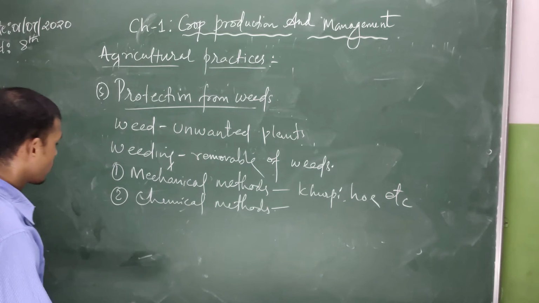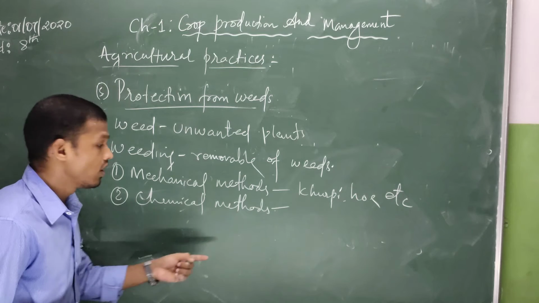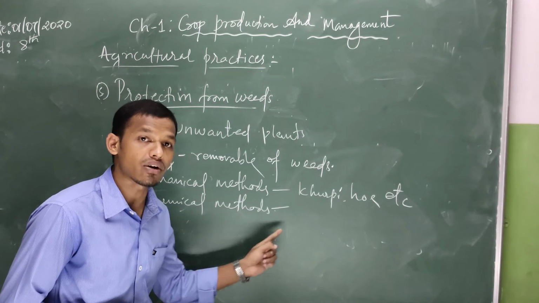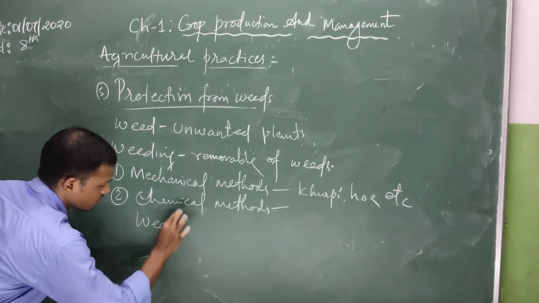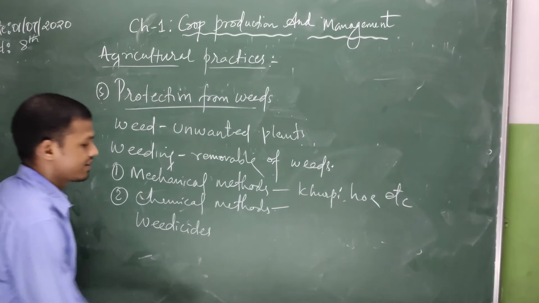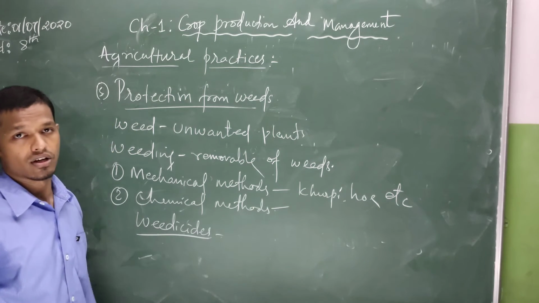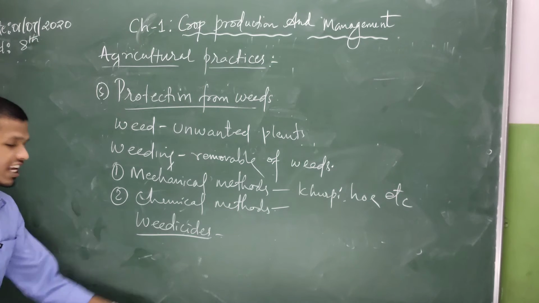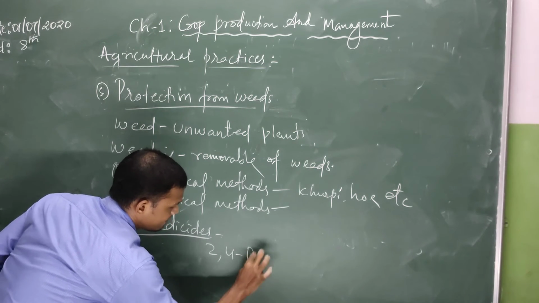What is the main crop plant? Chemicals which are used to kill or destroy the weeds without harming the main crop plant are known as weedicides. So you need to know this definition. In weedicides, they use certain chemicals. In your textbook, it is given as 2,4-D.